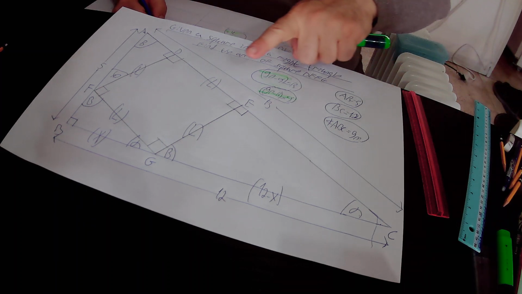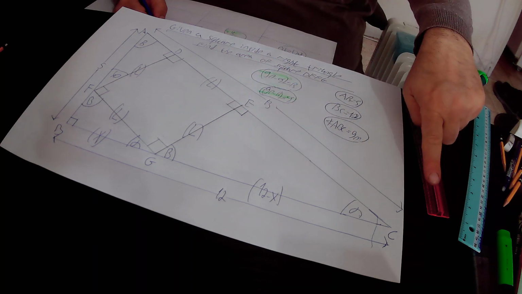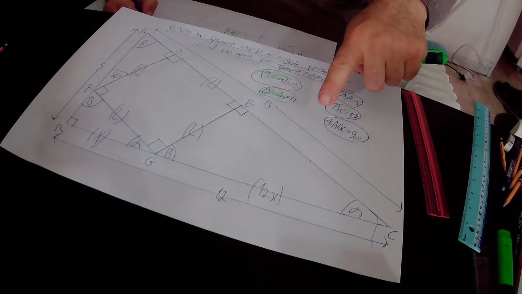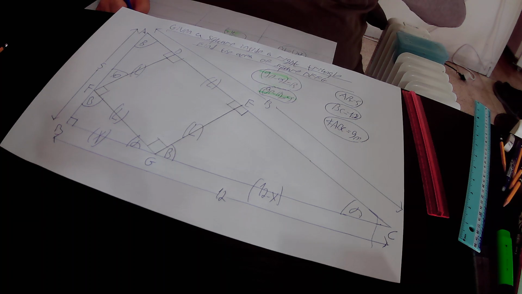We derive that GC over EG in the right triangle, triangle EGC, is equal to AC over AB in the right triangle, triangle ABC.